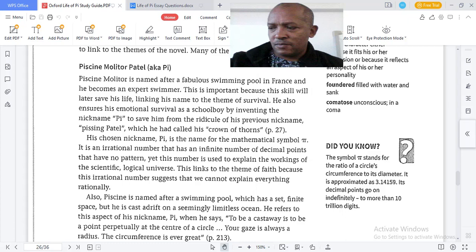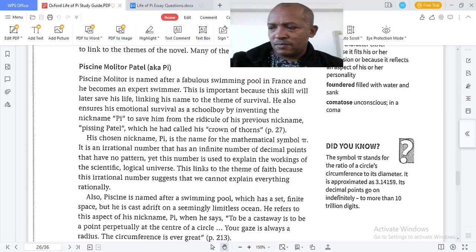So understand, for instance, you have this little boat on the ocean. The ocean is huge, and you have Pi, this little name that is an irrational number. It's not rational, but also it's infinite. The ocean is infinite around him, and the circumstances as well. It's huge. It's almost like he's sitting in the middle of infinity. And then this links to the theme of faith.